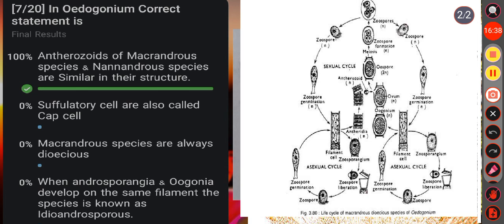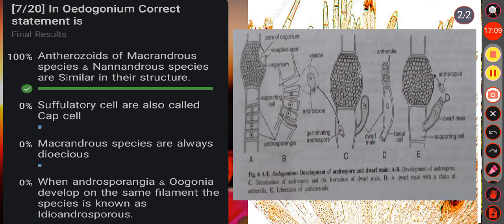First see the Macrandrous species. In this species, Antheridia are borne on filaments of normal size. Again, where Antheridia and Oogonia are found on the same filament are called Macrandrous monoecious, and where Antheridia and Oogonia are borne on different filaments are known as Macrandrous dioecious. Then in Nanandrous species, filaments bearing Antheridia and Oogonia show morphological distinction. The male filaments, which are much smaller than the female filaments, are called dwarf male or nanandrium. Remember, Nanandrous species are always dioecious, that is, Antheridia and Oogonia are borne on different filaments.